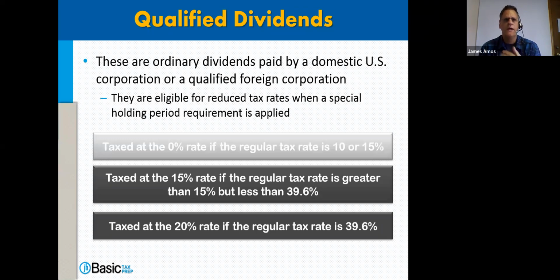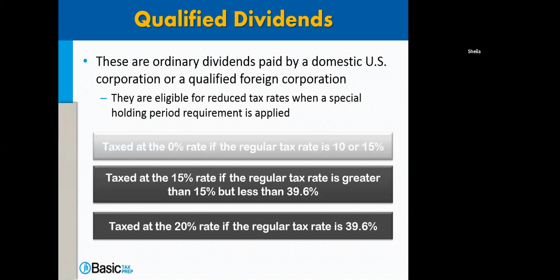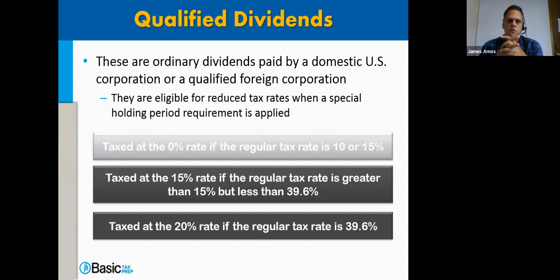Well, first of all, know a qualified dividend can only come from a domestic U.S. corporation. What does domestic mean in this situation? Can somebody tell me what that means when we're talking about a domestic U.S. corporation? A corporation based in the U.S. That's exactly right. Domestic just means it's based in the U.S. So, a domestic U.S. corporation or a qualified foreign corporation. That means a corporation that's based somewhere other than the U.S., but for various reasons it qualifies as if it was a U.S. domestic corporation.